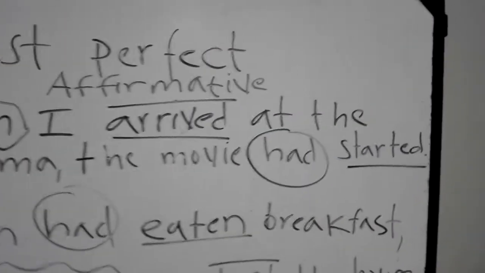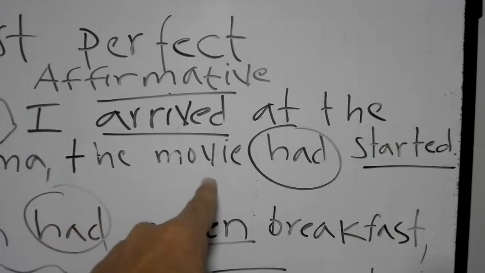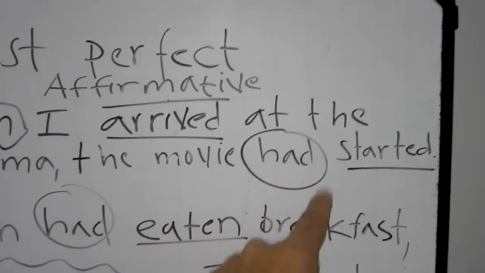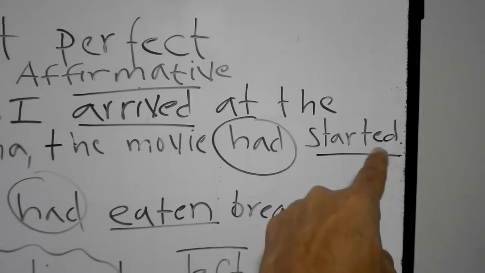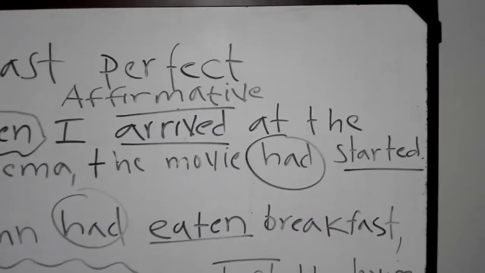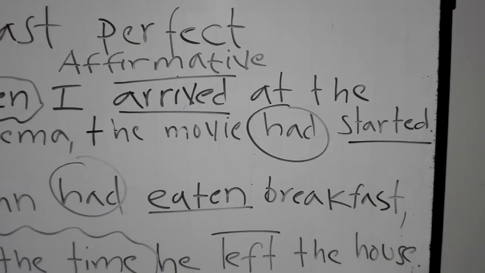So let's see how it is. So this is it, past perfect. So we have here a sentence in past perfect. The movie is the subject, had is the auxiliary for past perfect, started, the past participle of the main verb. The movie had started, you see? And this is a complete sentence.